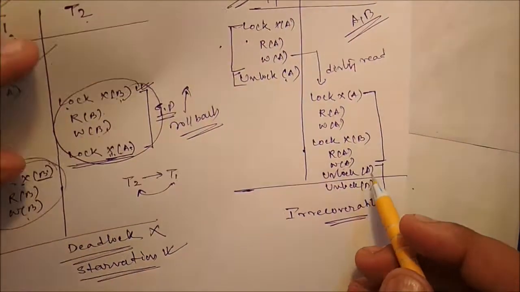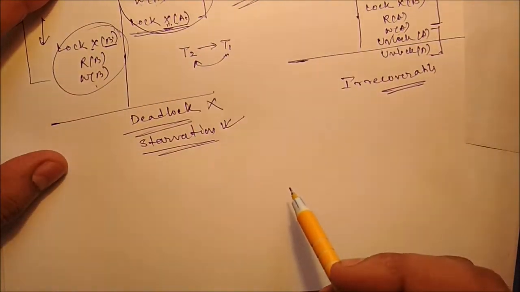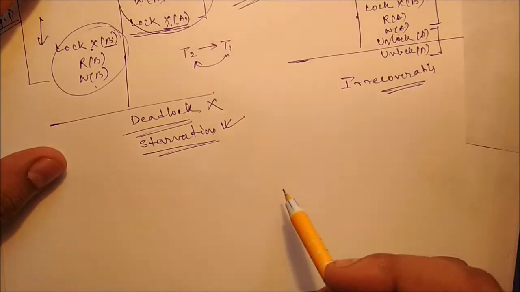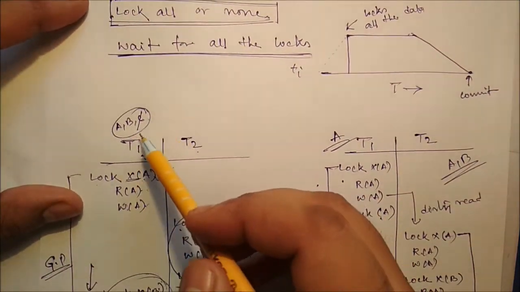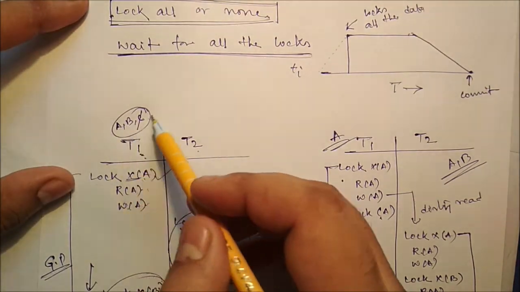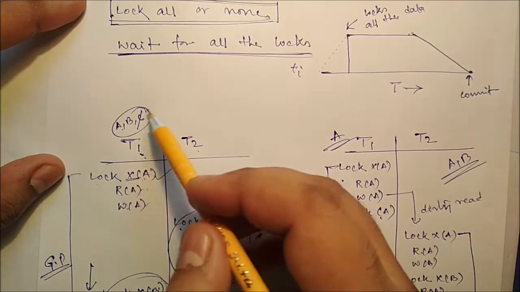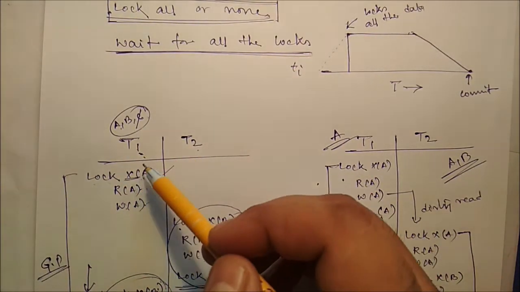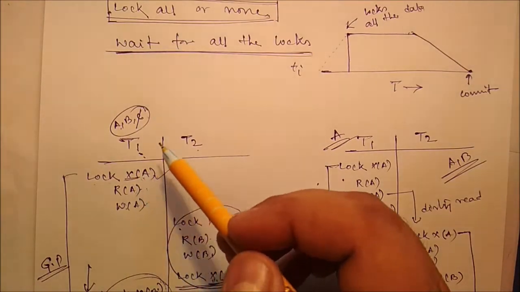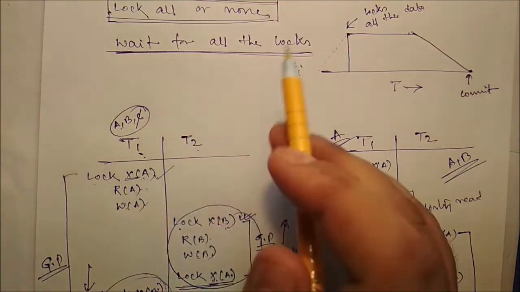And one more problem is there: prior knowledge of the items must be there, or the number of items needed must be known in advance. So before starting execution, T1 must know how many variables it needs, A, B, C. Sometimes it is very difficult to know how many data items are needed to perform the transaction. But if it is possible to know how many items are needed, then you can easily implement it.